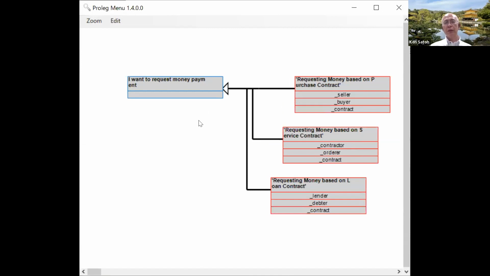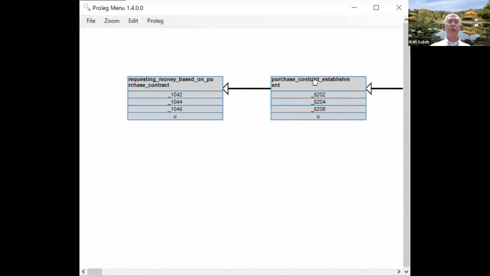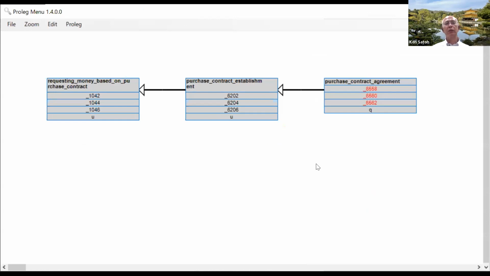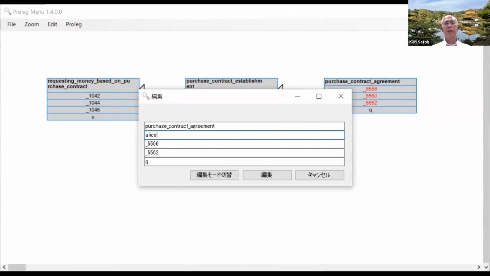Then we have three options for requesting money payment. In this case, purchase contract, so we choose the first one. Then the PROLEG program computes which rules are applied and which facts are needed. So this is what we have now. Requesting money based on purchase contract is true if purchase contract establishment is true and if purchase contract agreement is true. This left-hand box is the final goal, and the current value is U, which is undefined. Then we have to put in instantiation for each item. In this case, this is Alice, and this is Bob, and the contract is contract one.